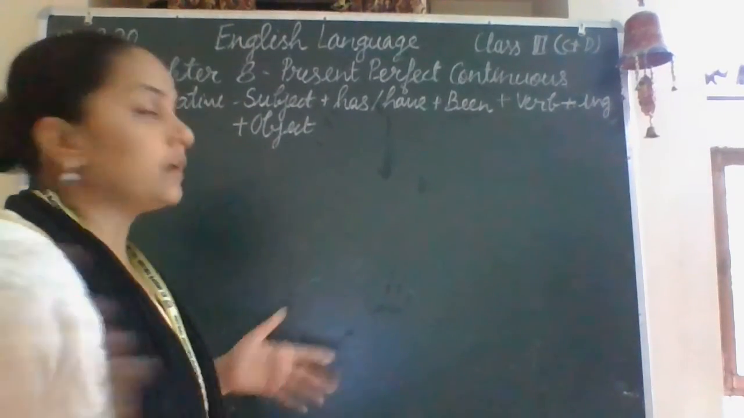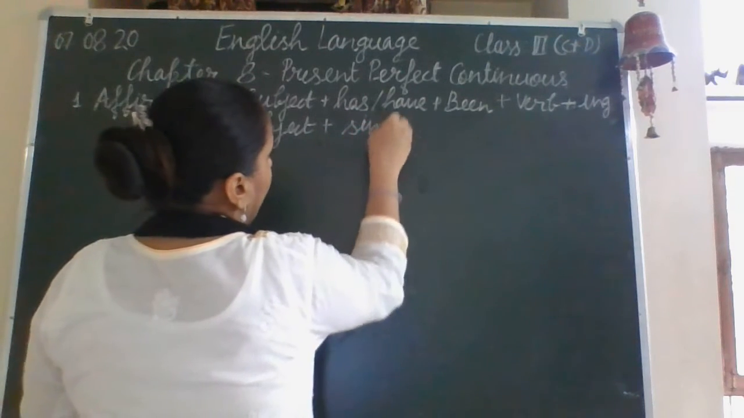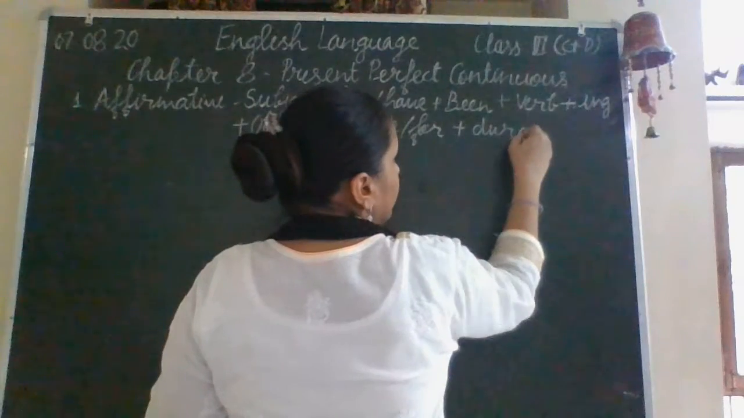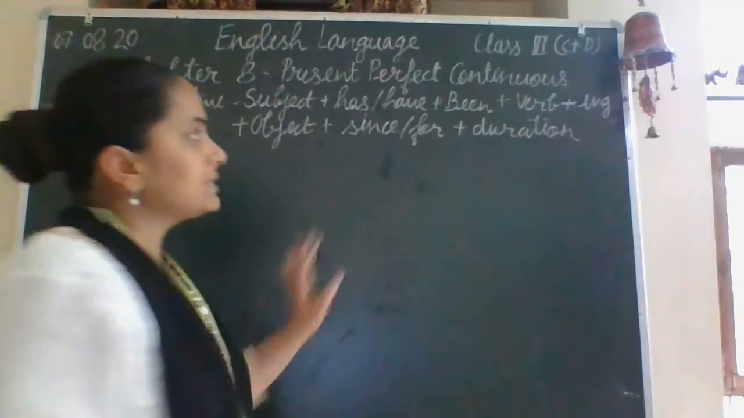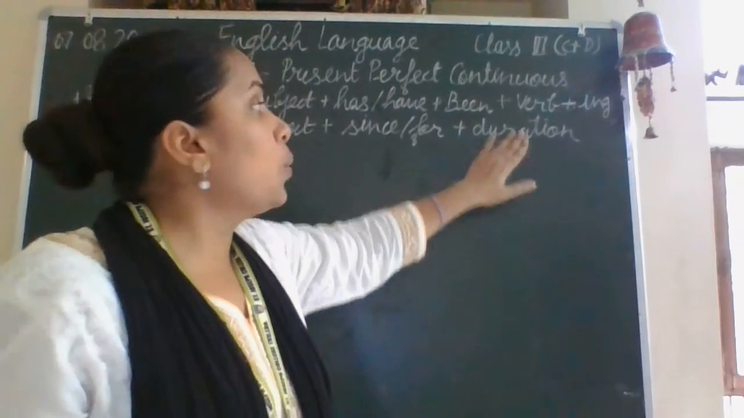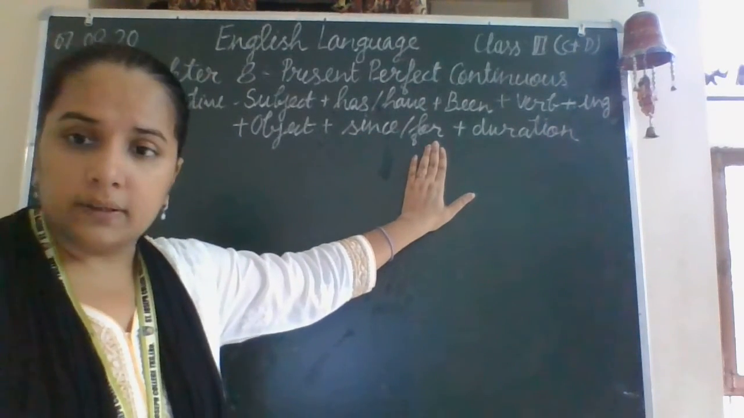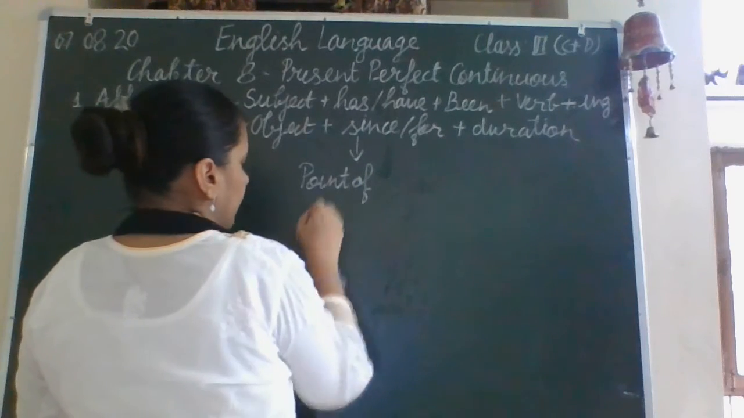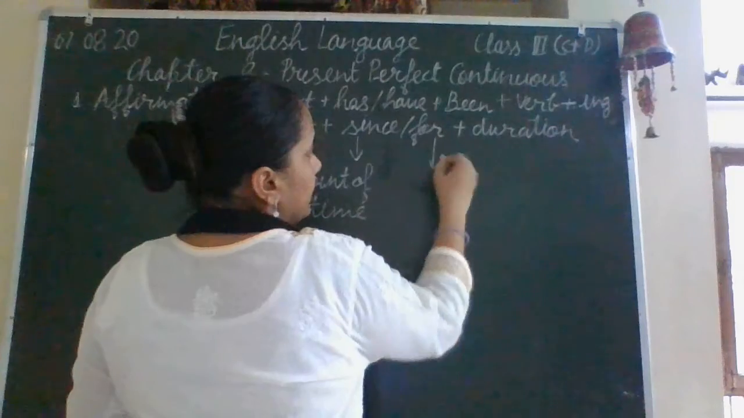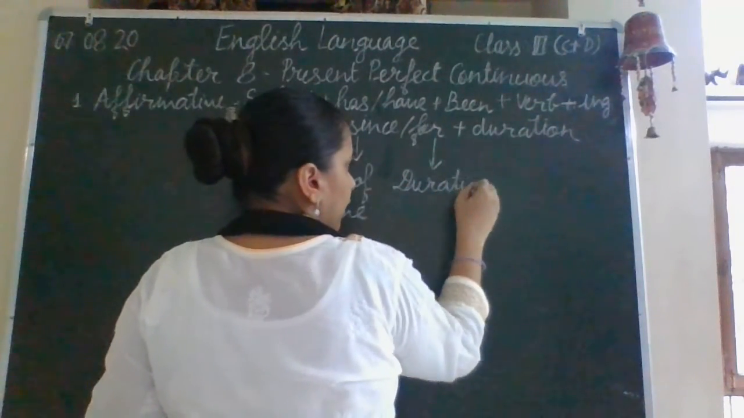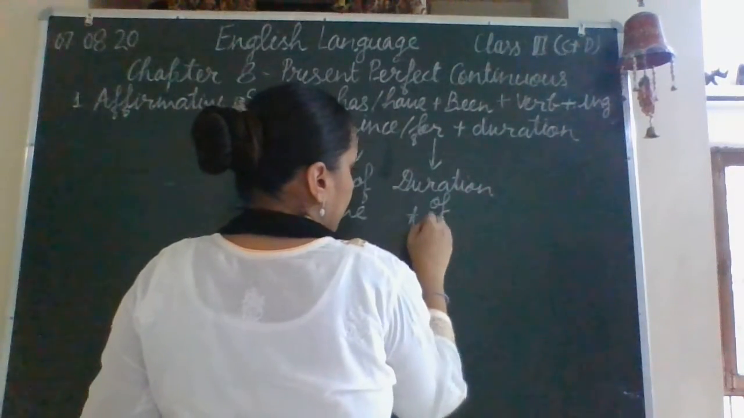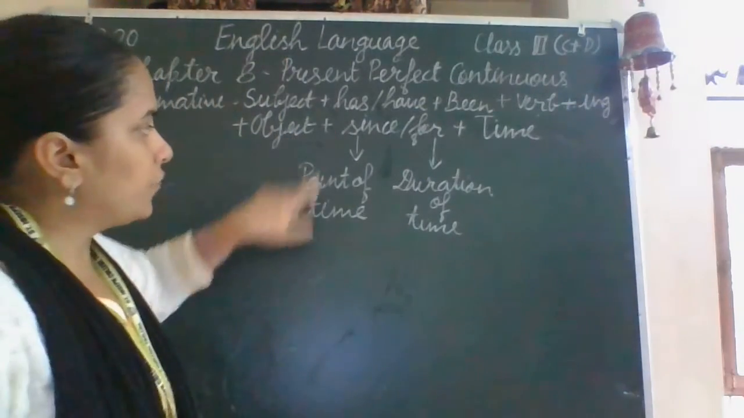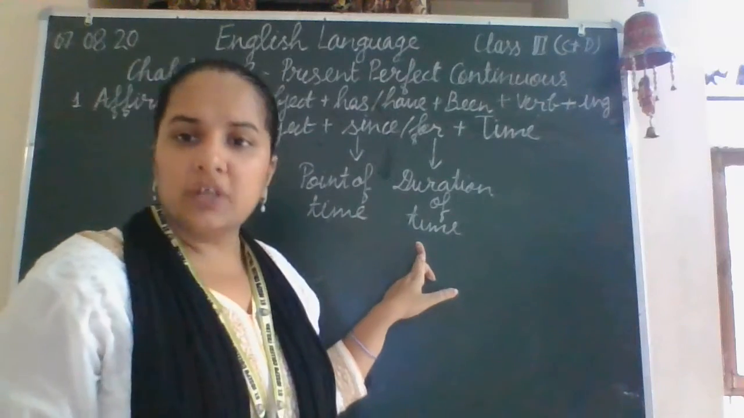Okay, and if it is required, we also use since or for in such sentences plus duration. Whenever we are using since or for in the sentence, that will represent some time duration. Now, where will we use since and where will we use for? Since is used for a point of time and for is used for the duration of time. So it's better I write here time in place of duration, otherwise you will be confused. Since we use for a point of time and for we use for a duration of time.